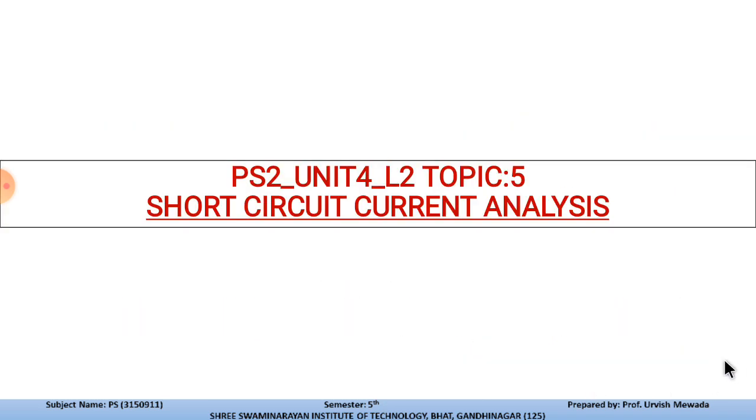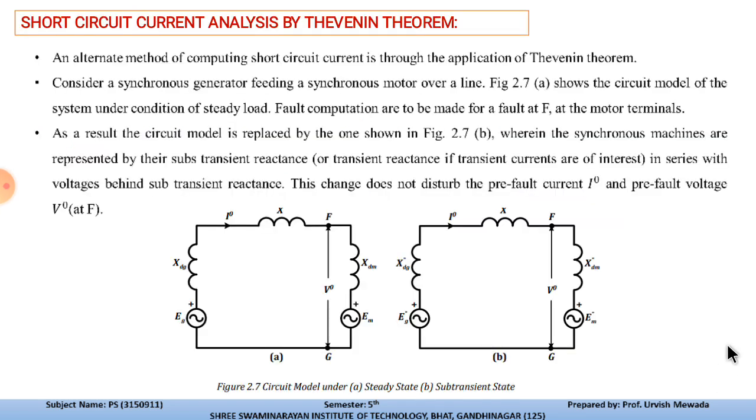Now let us discuss the fifth topic, that is short circuit current analysis. This is the third topic of this lecture, short circuit current analysis by Thevenin's theorem. Here we are considering two circuits: the first is the circuit model under a steady state condition, and the second is the model at the sub transient state.